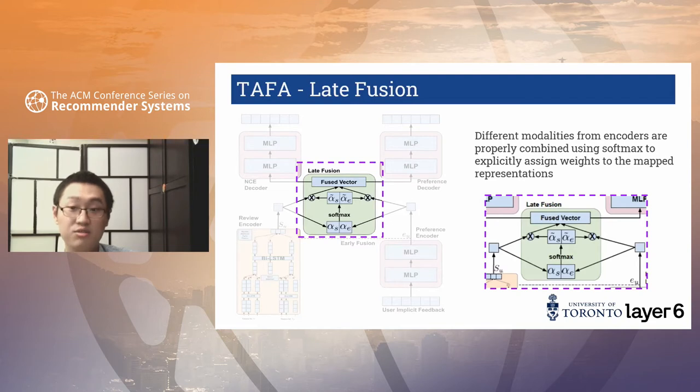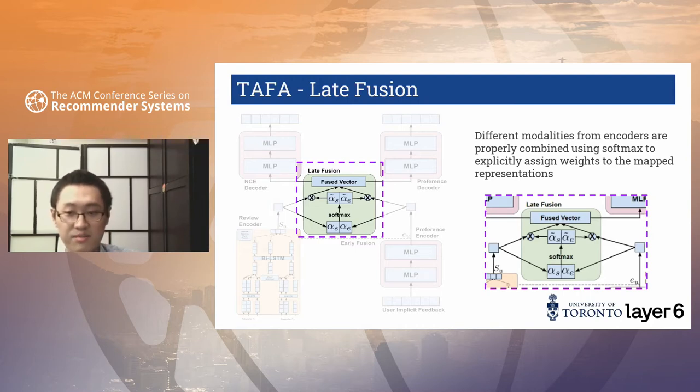After obtaining the two representations, we need to combine them in late fusion module. Intuitively, this can be achieved with a simple concatenation. However, because we have two different modalities, concatenation could be ineffective to capture the correlation between the two representations. We use cross-modal fusion to properly combine the two modalities.